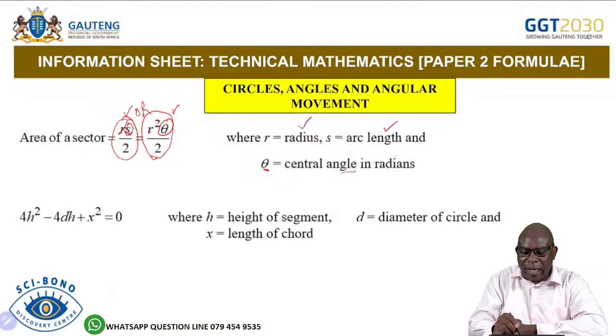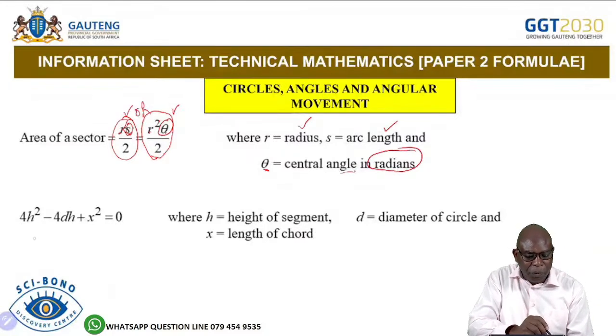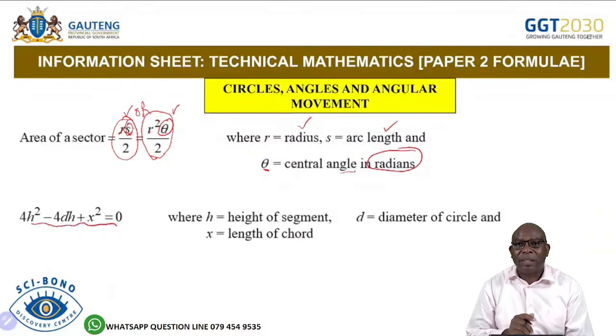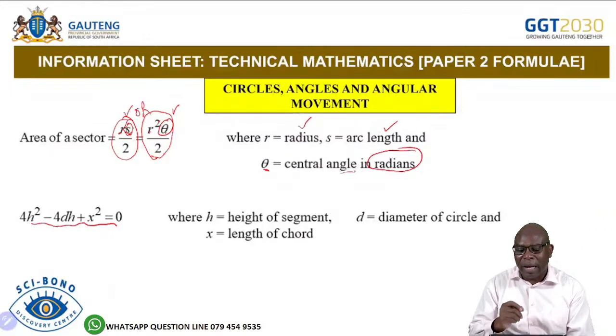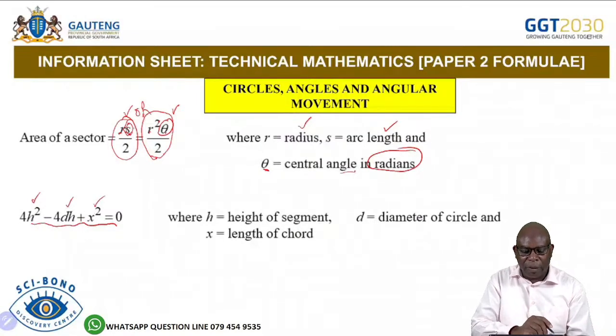Theta is the central angle in radians. Can you see? Here we're working with radians. The last formula is where you're calculating the height of the segment, or the length of the chord, or the diameter of the circle. So I can either calculate the h, which is the height, calculate the d, which is the diameter, or calculate the length of the chord.